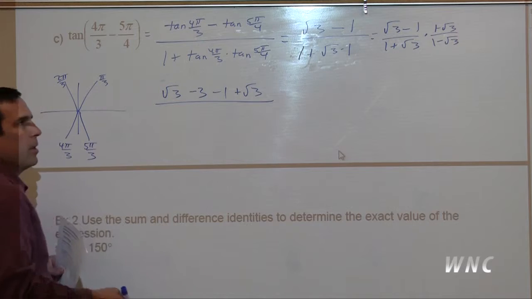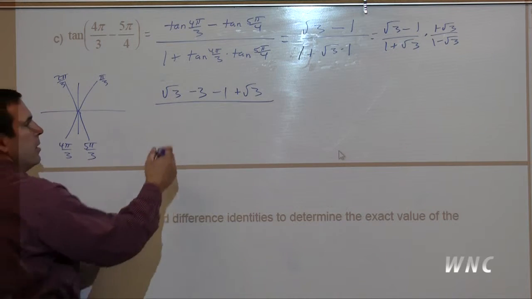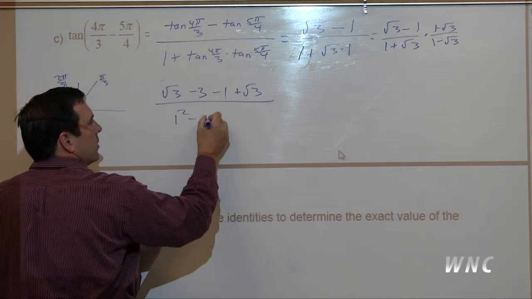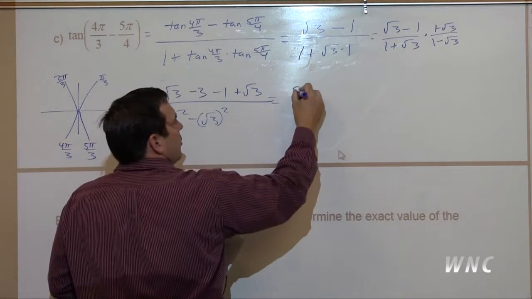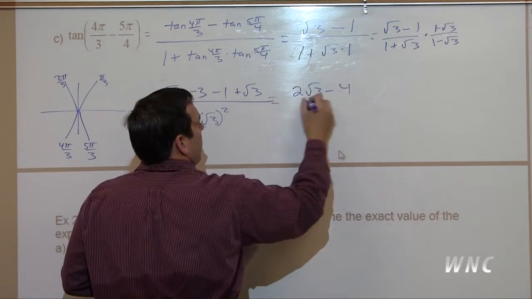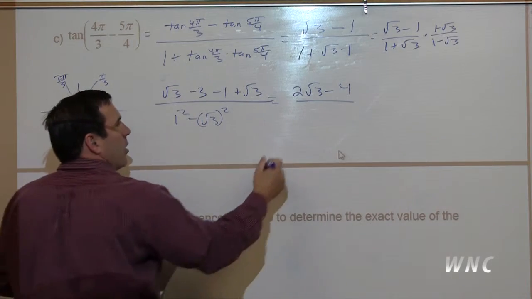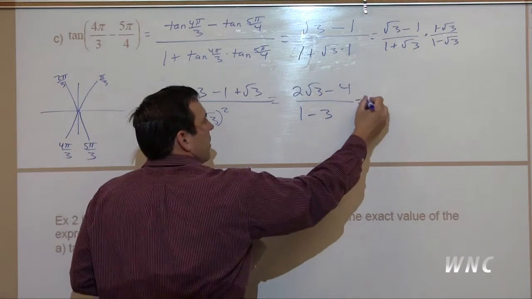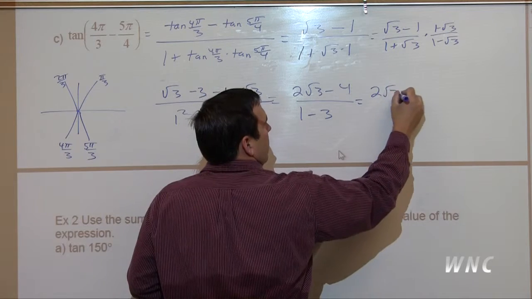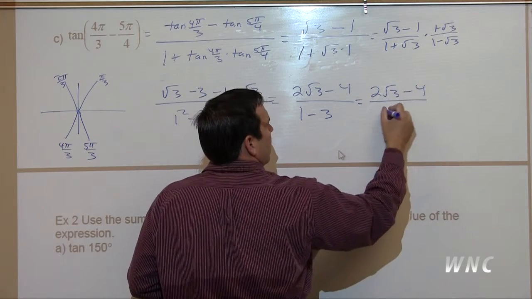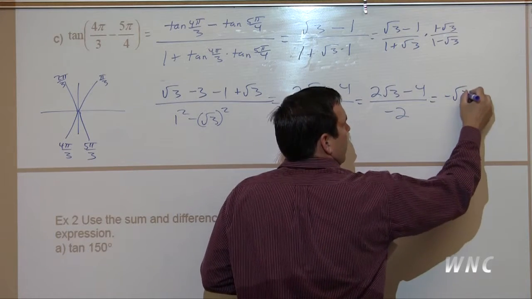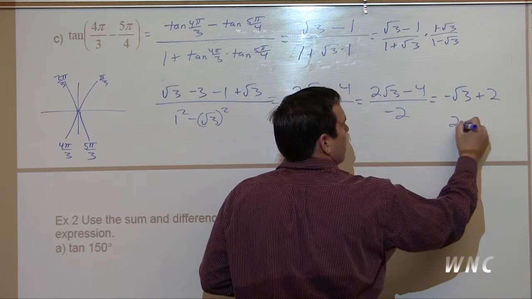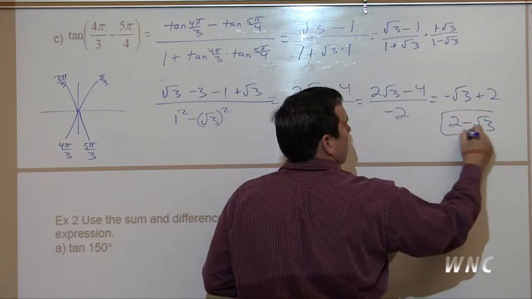then down below it's a sum and difference multiplication. That's going to be 1 squared minus square root of 3 squared. So we have 2 times the square root of 3 minus 4 on top. Down below we have 1 minus 3. So it's 2 times the square root of 3 minus 4 over negative 2. And we can divide that out. Negative square root of 3 plus 2, or 2 minus the square root of 3.